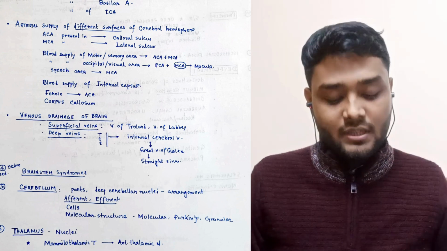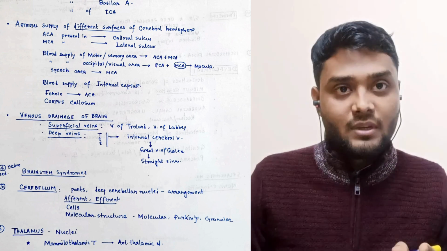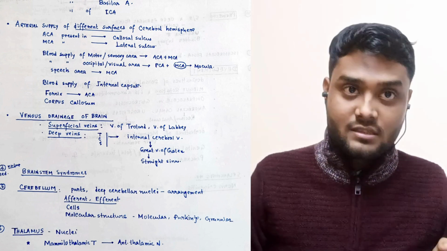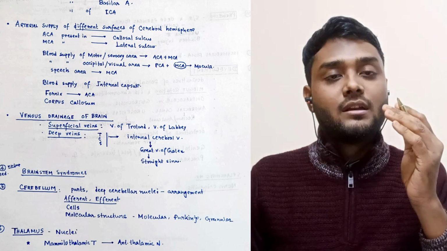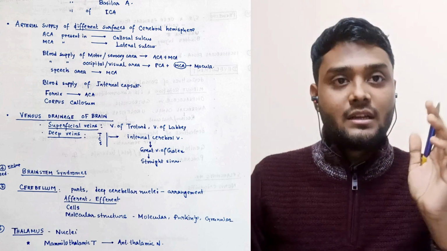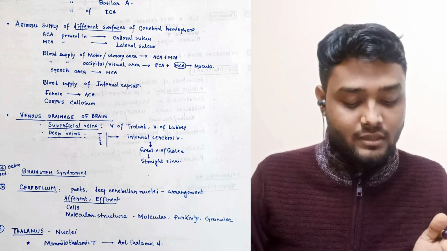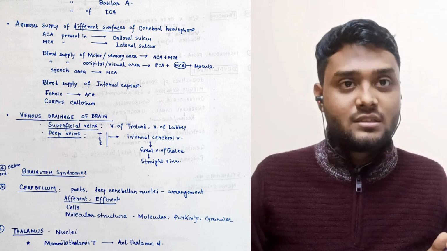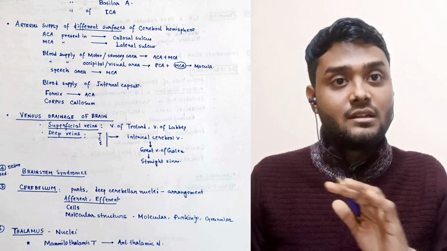Okay. Then deep veins. What are the internal cerebral vein, great cerebral vein of Galen, and the straight sinus? The thalamostriate vein, the choroidal vein, and the septal vein join to form the internal cerebral vein. The internal cerebral vein drains into the great vein of Galen, and then it drains into the straight sinus. You need to read it.